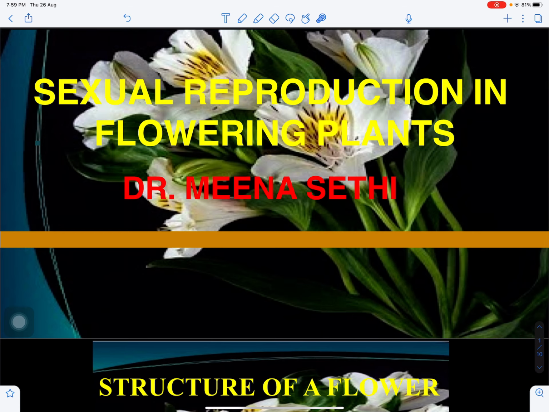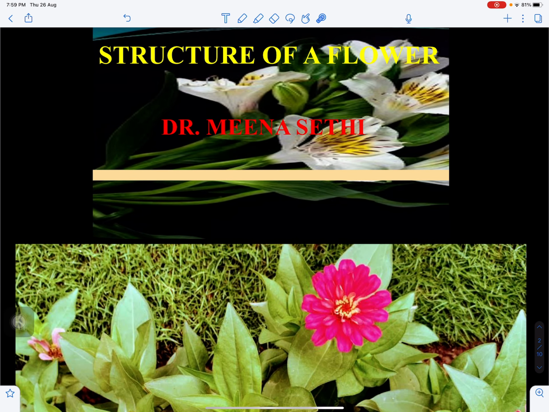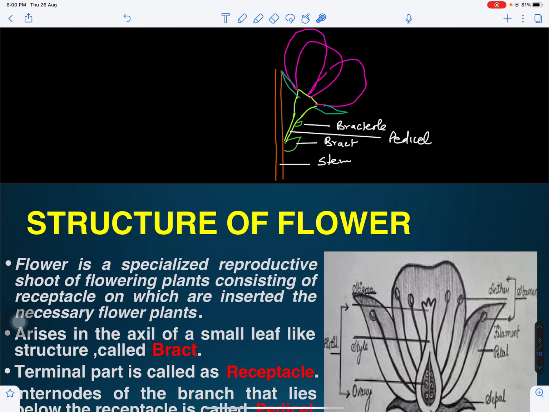Now, this is the first video of sexual reproduction in flowering plants. In this video, we will study the structure of a flower. Flower is the reproductive organ of the plant. We can see here some of the angiospermic plants, and these are flowers. Now, if we see the structure of a flower, a flower is basically born on a shoot.